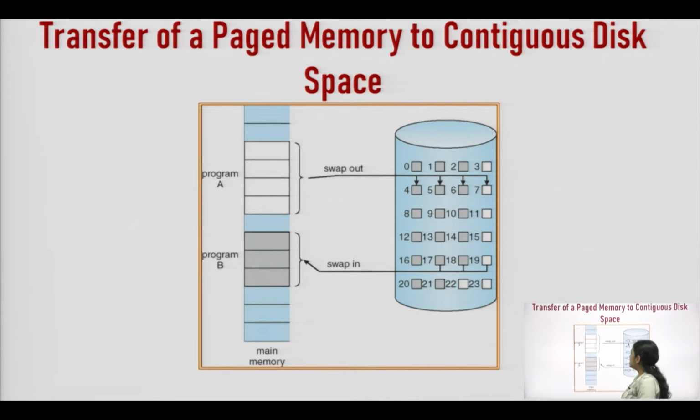Now, this is the transfer of a paged memory to contiguous disk space. We have a program A that has 4 pages. These are swapped out and brought into the backing store. These 3 pages belong to program B, and these 3 are being swapped into the main memory. This is what a swapper, or you can say a pager, does. It swaps the pages in and out of the memory.